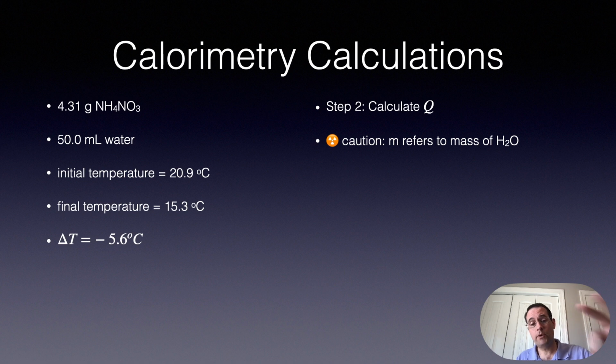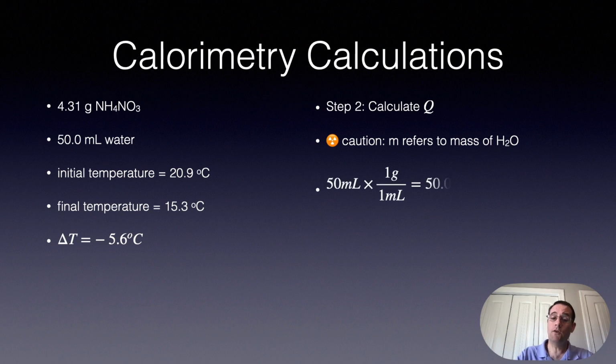I always use these radiation symbols when there's a really cautionary thing to call out. Here, M refers to the mass of water because that's the substance that's warming up or cooling down in a chemical reaction. So don't forget the density of water is defined to be 1. So 50 milliliters, 50.0 milliliters is equal to 50.0 grams, okay? Now we plug it into Q equals MC delta T.